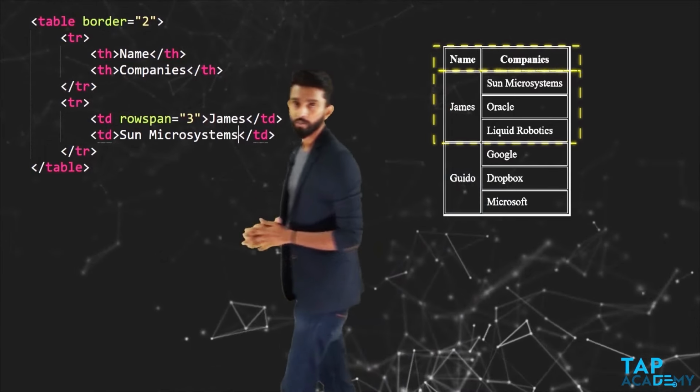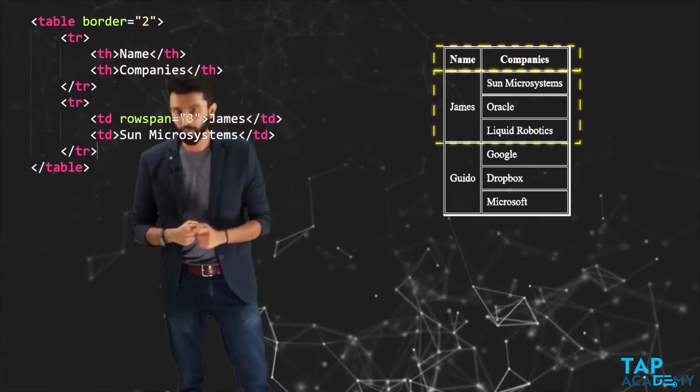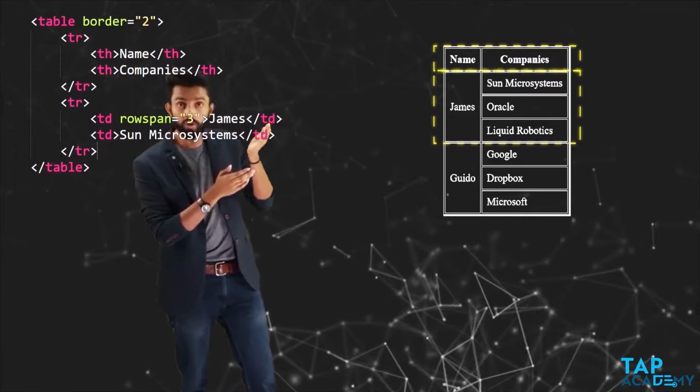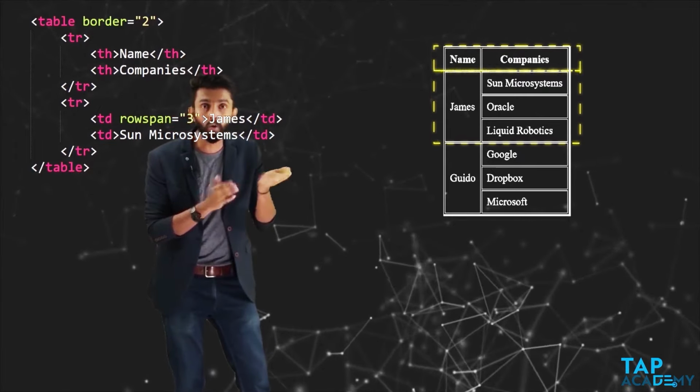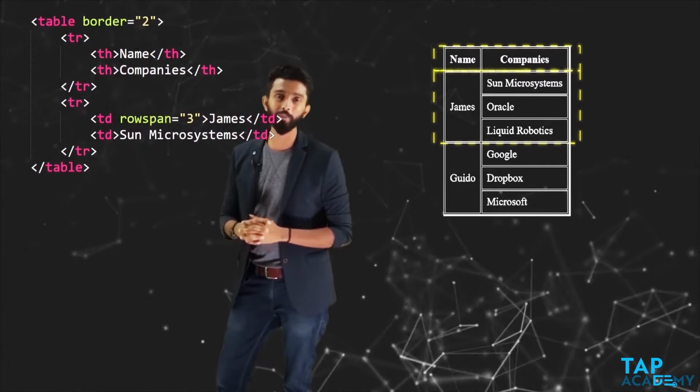Sun Microsystems. Any confusion till this point of time? Wonderful. Next what, if you ask me? Now think about this. Should Sun Microsystems span across multiple rows? No, it should be just there in the first row, which means no span attribute I will add.